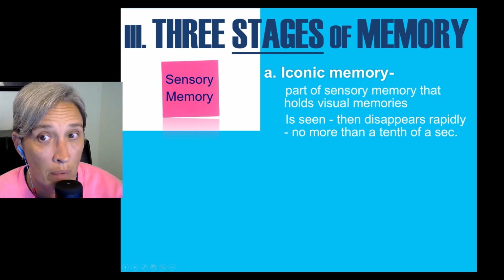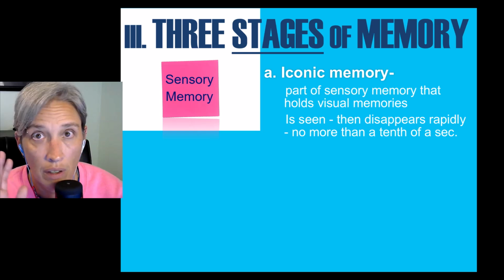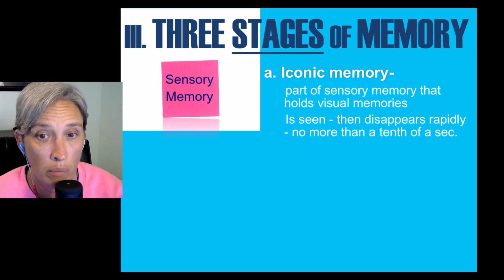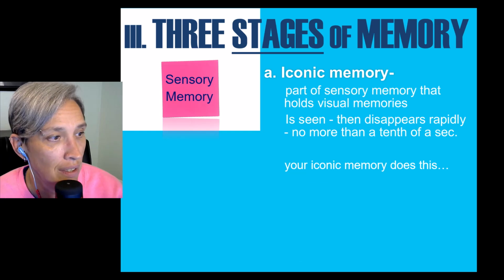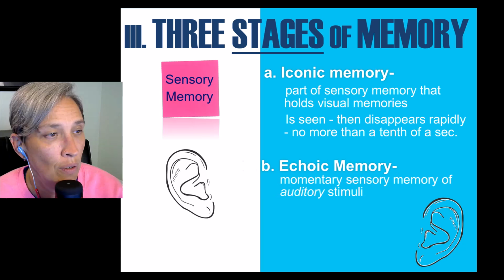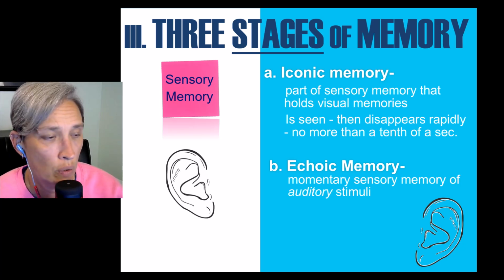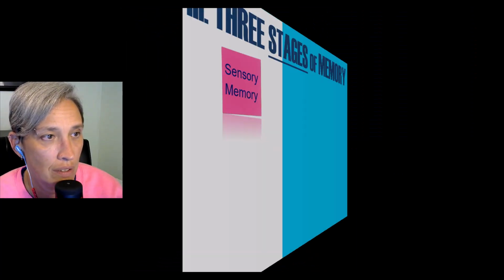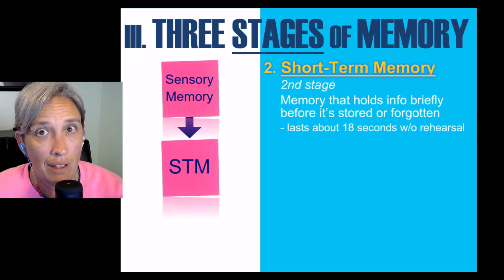There's iconic memories. Iconic memories are visual. Icon, think I'm looking at the Mona Lisa. It's an icon. It's part of our sensory memory that holds visual information, and it goes really fast. I can show you this. You see this, but faster. Okay. And then you have your echoic, echo. It's your acoustic memory, momentary sensory memory of auditory stimuli, and it is just as fast as well. Sensory memory builds to get our short-term memory.